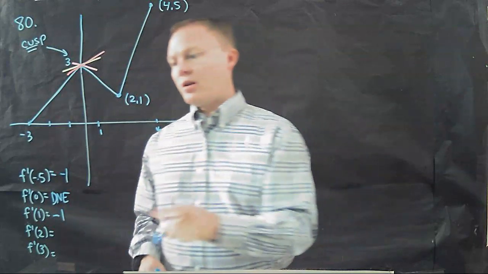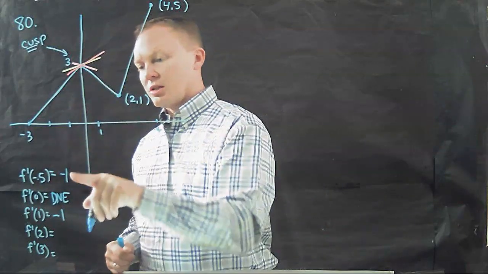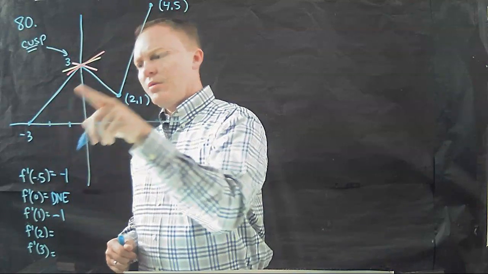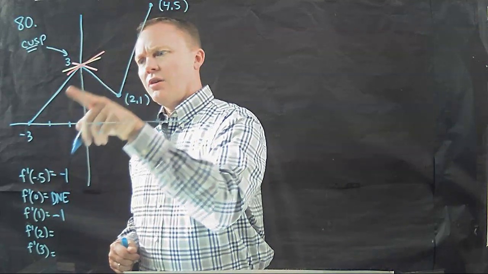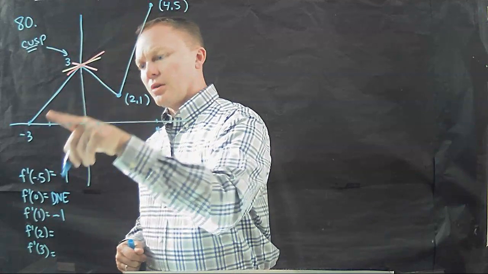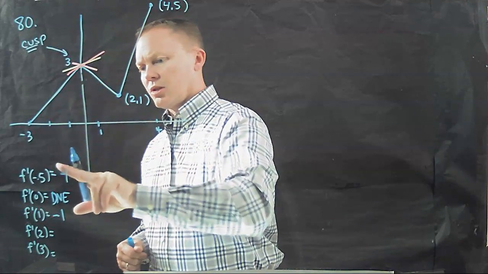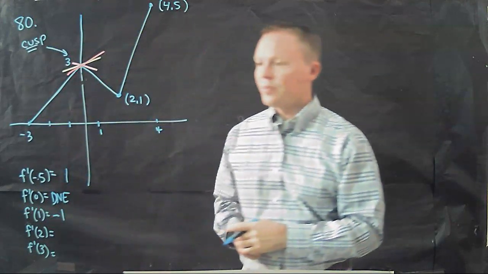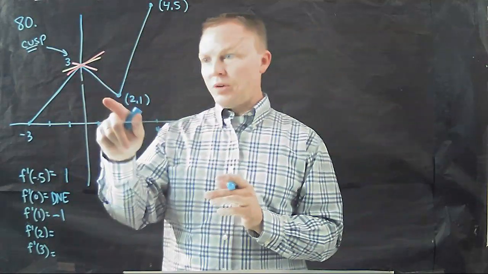Oh, I just noticed something. I did the same thing yesterday when I was talking to somebody about this. This slope right here at f prime of -0.5, I don't know what I was thinking. That's a positive slope, so this is a positive 1, not a -1. This one is -1.